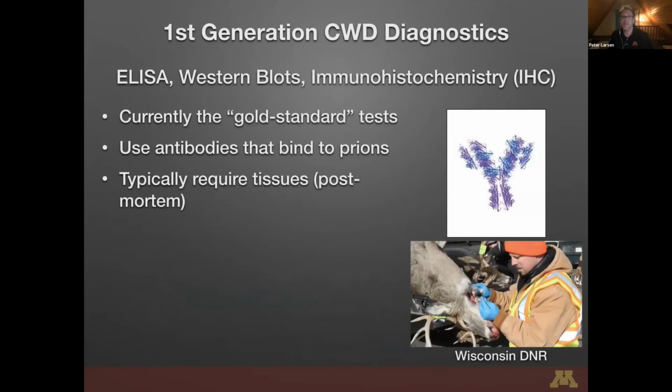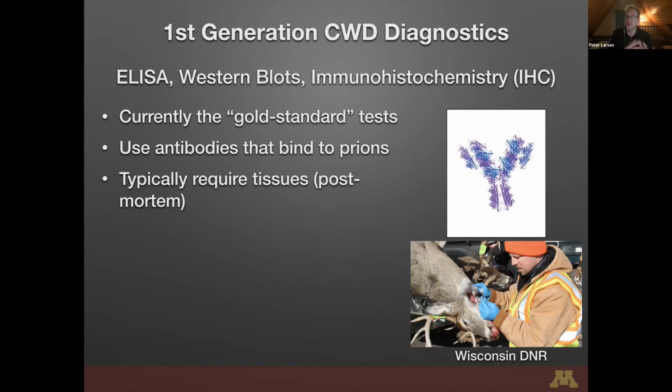Okay, CWD first generation diagnostic tools. These are ELISA, Western blots, immunohistochemistry or IHC. And this kind of gets in the weeds a little bit, so I'll do the best to explain these tests. But ELISA, Western blots, immunohistochemistry, these tests are currently used for CWD diagnostics.